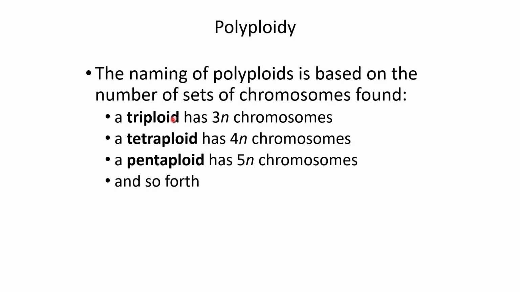Okay, so moving on. Monosomies and trisomies are just for single chromosomes. What if we have an extra copy of all of our chromosomes? We call that polyploidy. The name of polyploids is based on the number of sets. So we are diploid, which means 2 sets. You could be triploid, in which you have 3 sets, tetraploid, pentaploid, and so forth.